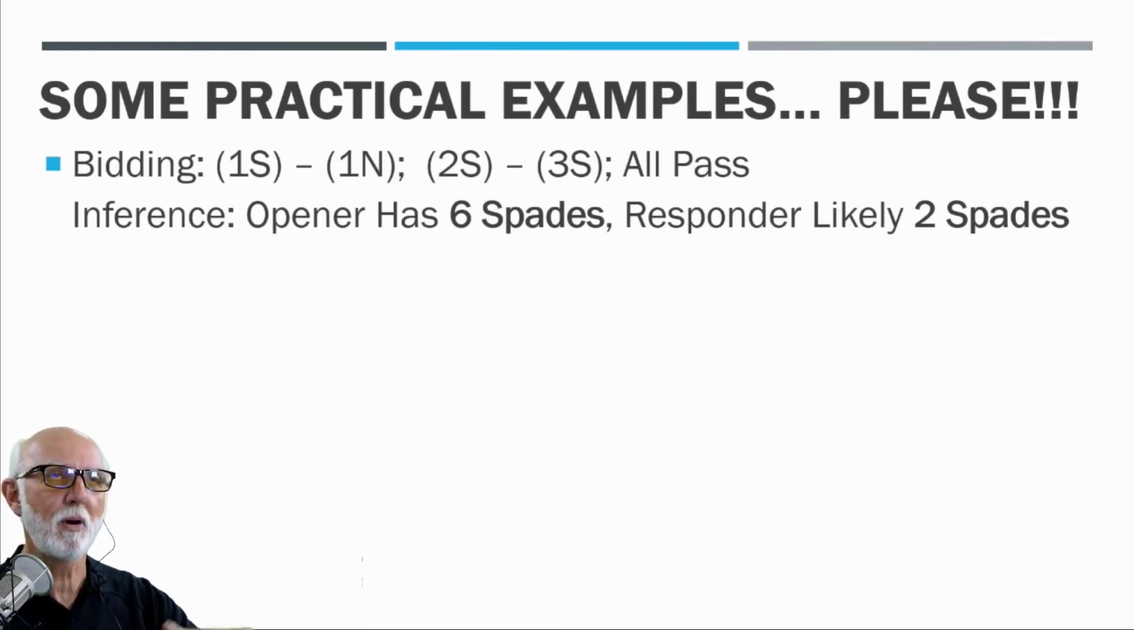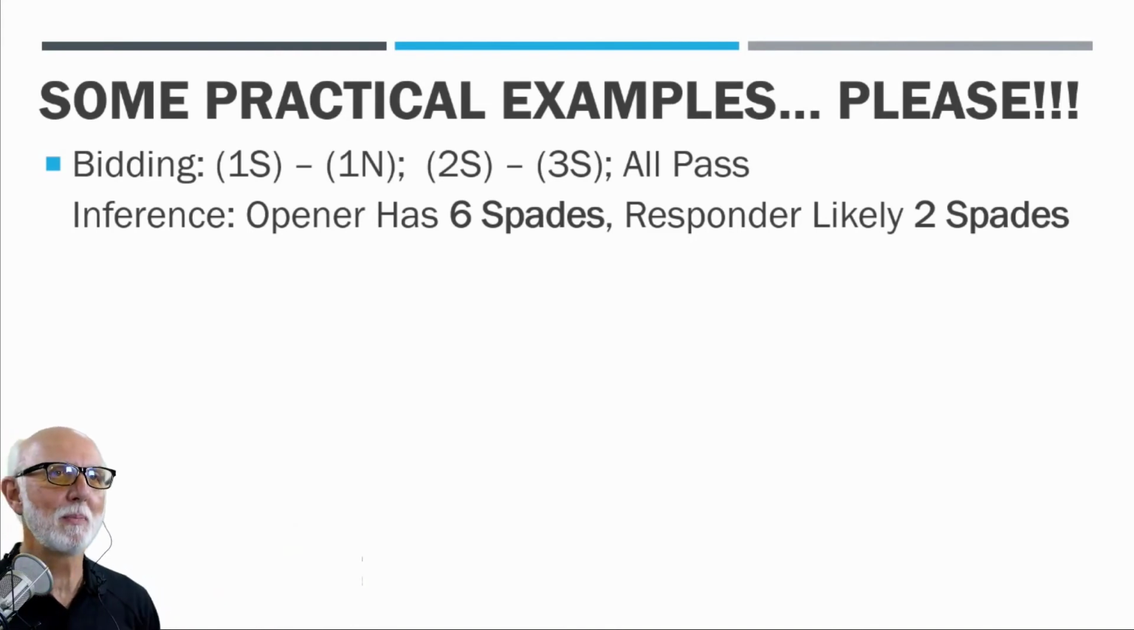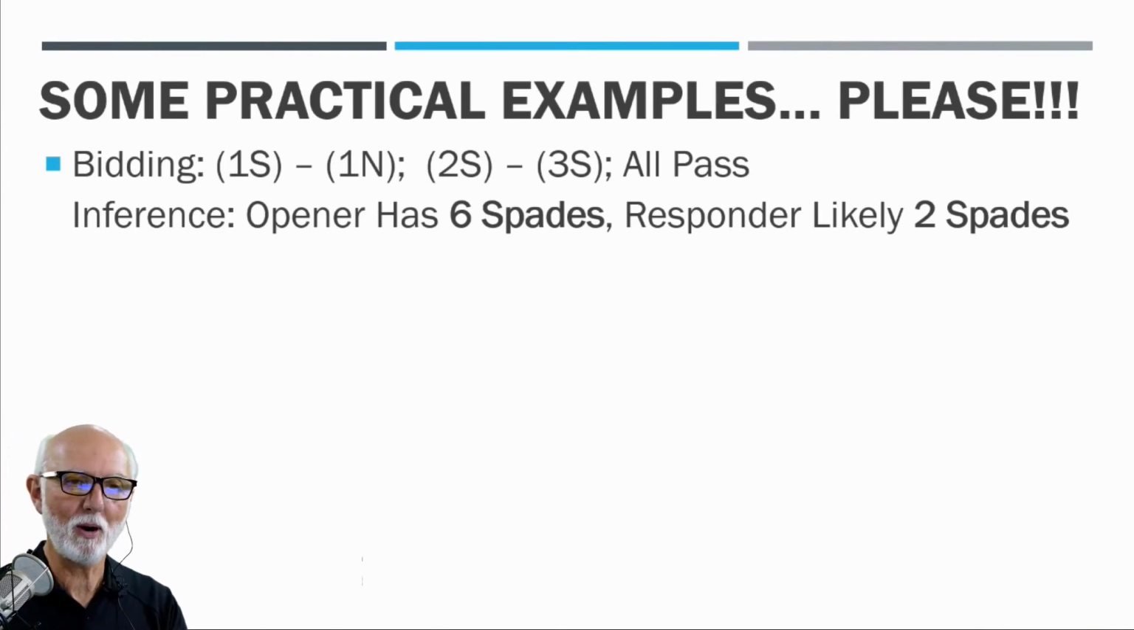I know you tried to sign off, partner, and you've got a minimum hand with 6 to 9 points, but I want to play in 2 spades. And now their partner, our right-hand opponent, bids 3 spades.